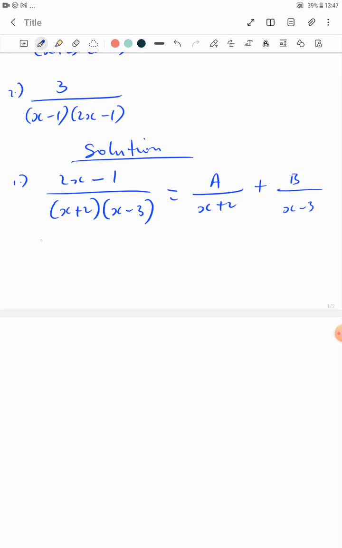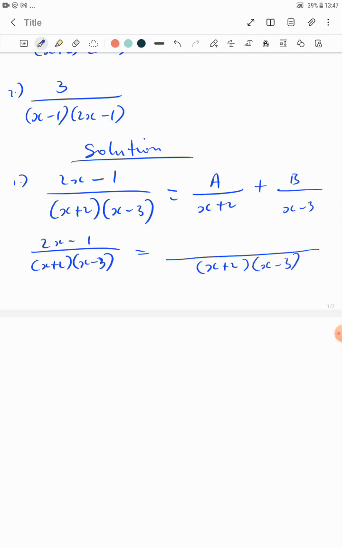So the next step now is for us to write 2x minus 1 over the denominator, (x plus 2)(x minus 3). And then here we find the LCM. The LCM will be (x plus 2)(x minus 3). Dividing by x plus 2, we get x minus 3, which will multiply a, so a bracket x minus 3, and then dividing by x minus 3, we will have x plus 2, and that will be b bracket x plus 2. Okay, so that's what we'll have.